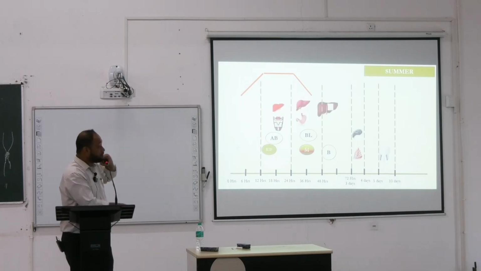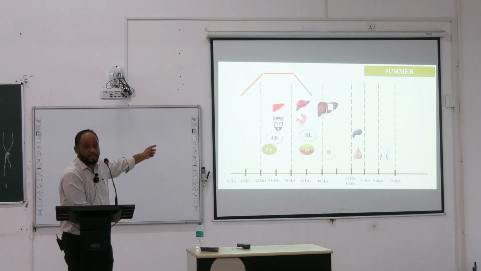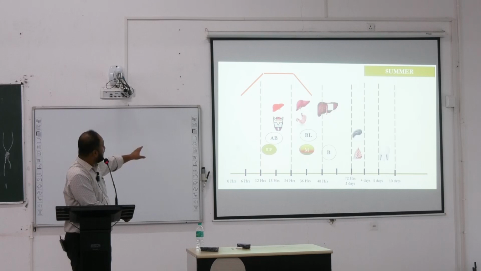Internally, within 12 to 18 hours, trachea and larynx. Then 24 to 36 hours, stomach, and here softening and flabby liver, blister formation, honeycomb actually, honeycomb liver.